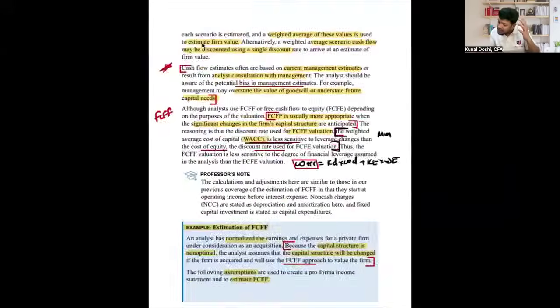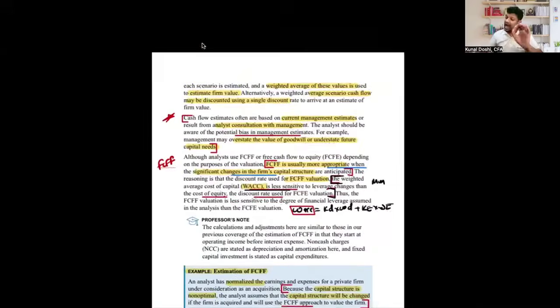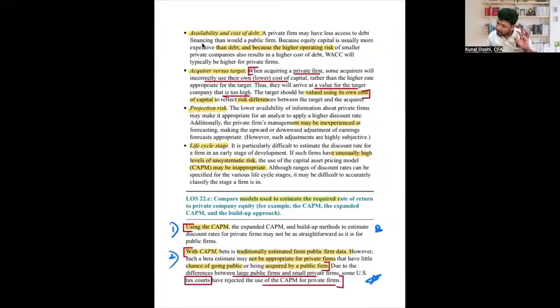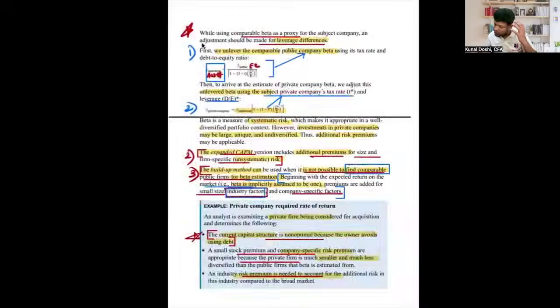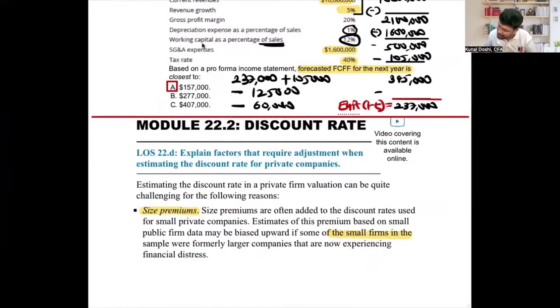Also remember, FCFF is more appropriate when the company's capital structure is going to change, which is very much possible in the case of these companies. So the FCFF model is relatively more preferred rather than FCFE. Understood? Clear? However, remember at the beginning I told you there are two relevant adjustments applicable here: the discount for liquidity and the premium for control, right? So we are going to use that discounting for liquidity and so on.